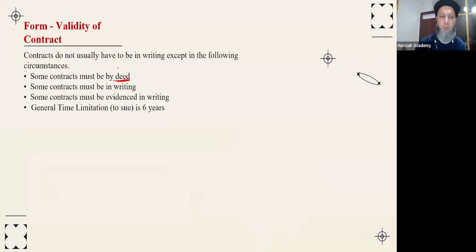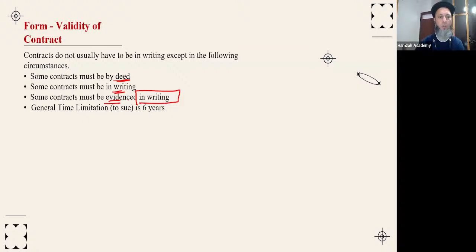Some contracts may not be required to be in the form of a deed, but they should be in writing. And then there are some contracts which themselves do not need to be in writing, but their evidence has to be in writing. I'll explain these one by one.